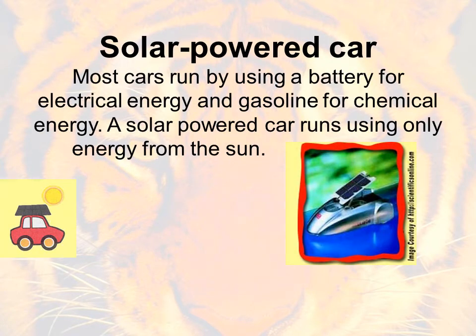Let's try another one. Please make sure you put this example in your notes as well. So for a solar powered car, that's all I have to write for my notes. And then the next thing I want to write on my notes is that energy chain, just like we had on the bottom of the last screen. Most cars run by using a battery for electrical energy and gasoline for chemical energy. A solar powered car runs using only energy from the sun.